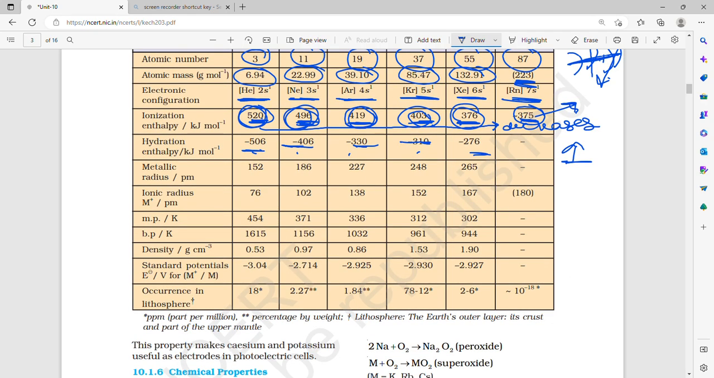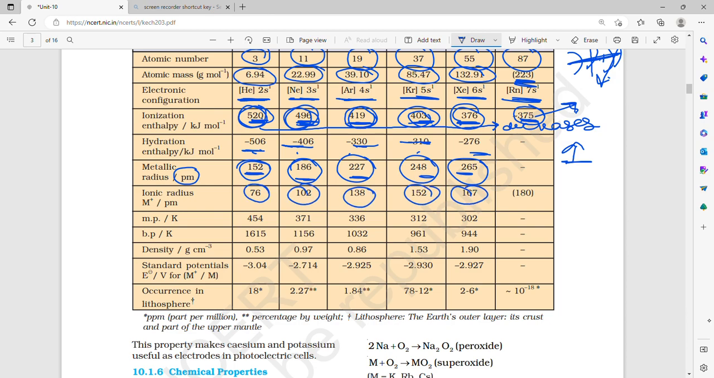Then metallic radius. So metallic radius we can see increases down the group because of the addition of the shells. It is in picometers. So 152 for lithium, then 186 for sodium, 227 for potassium, 248 for rubidium, 265 for cesium. Ionic radius also increases down the group: 76, 102, 138, 152, 167.